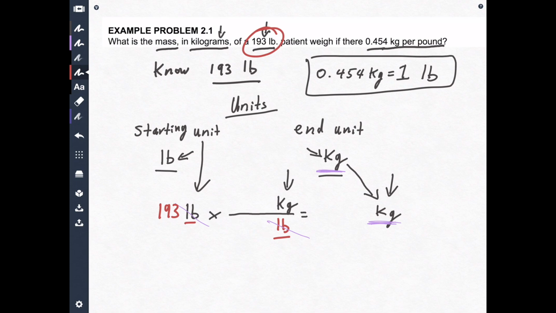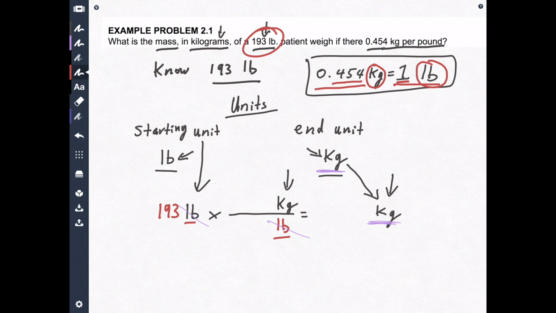Now, we must be careful here. Entering digits here and here is commonly where a lot of mistakes happen. Even though the units are right, the wrong number goes in the right place. So let's not do that. Let's look at our equality. We have 0.454 kilograms equals 1 pound. I want you to think about this all the time. This number is married to that unit and they never separate. This number is married to this unit and they never separate.